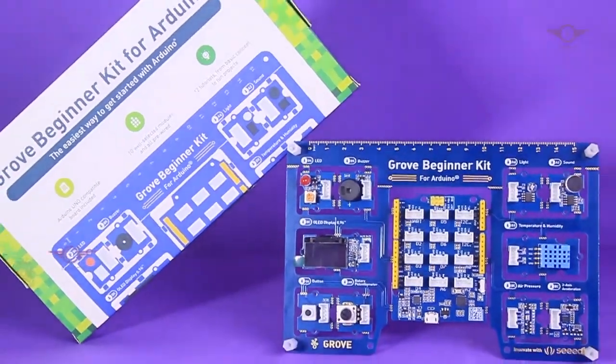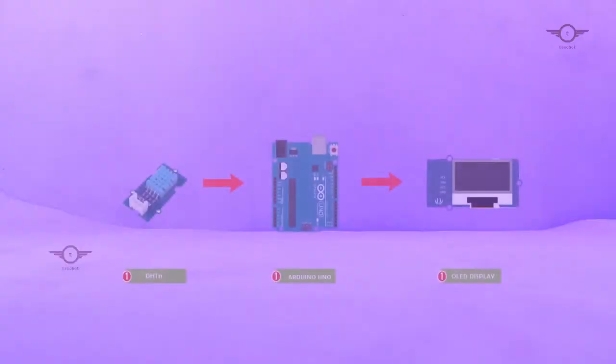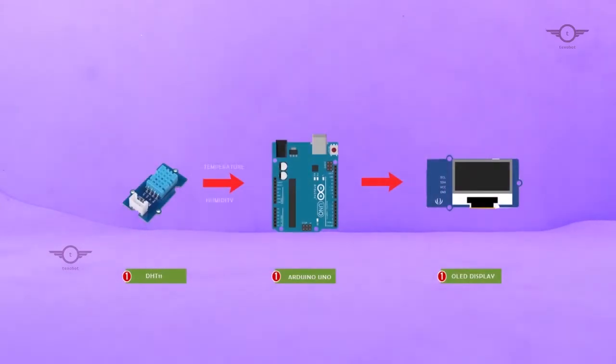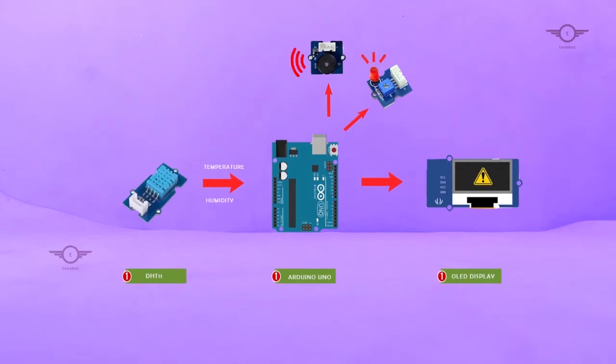Let's understand the working principle of this project. The temperature sensor will send the temperature and humidity values to the Arduino and the values will be displayed on the OLED display. When the temperature reaches beyond the threshold, Arduino will trigger both LED and buzzer, which will be used to notify the user. OLED display will warn the user about the rise in temperature by displaying the warning icon.